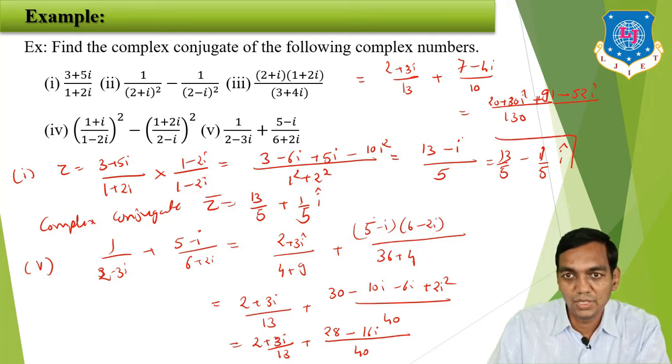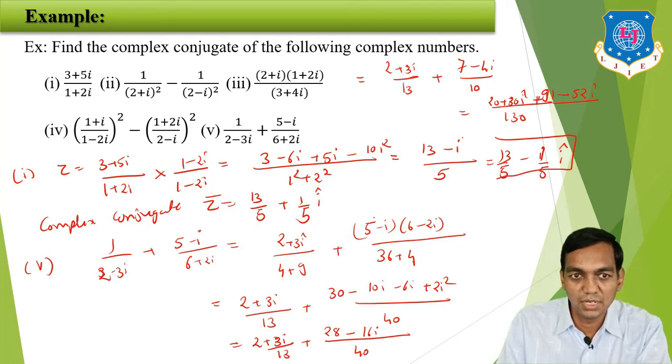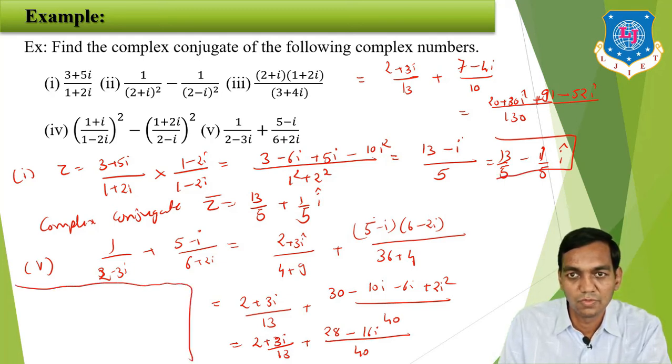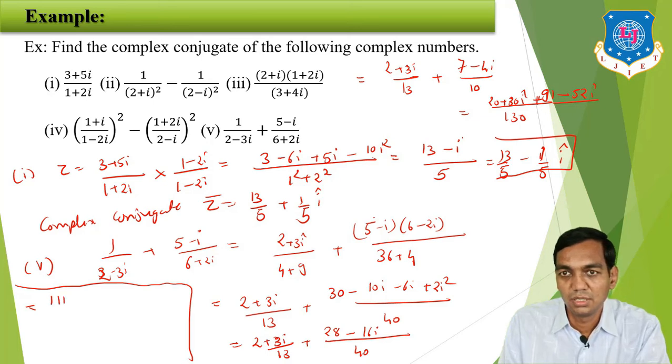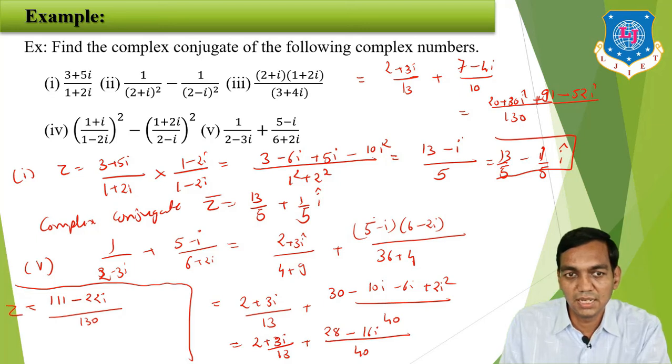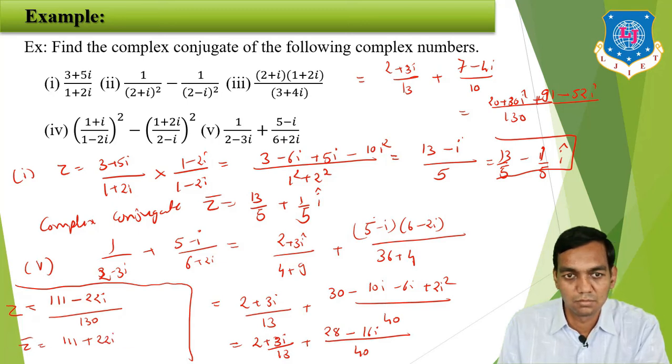So we are going to simplify these terms. The simplification will be 20 plus 91, that is 111, minus 52 plus 30, that is minus 22i, divided by 130. So this is your z. So the complex conjugate z bar is 111 plus 22i upon 130. Okay.